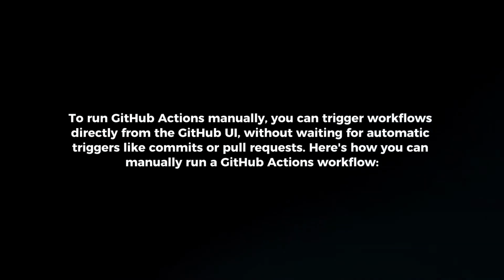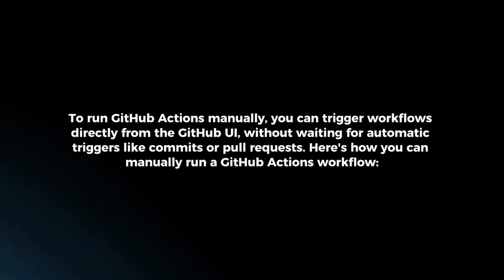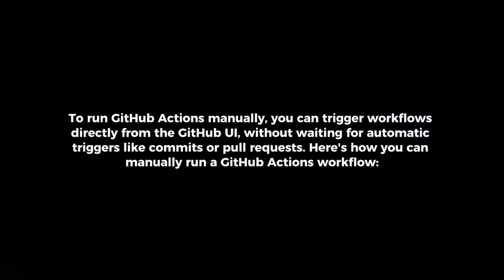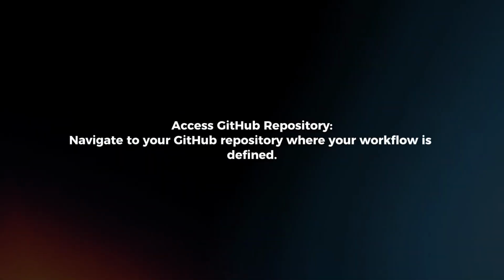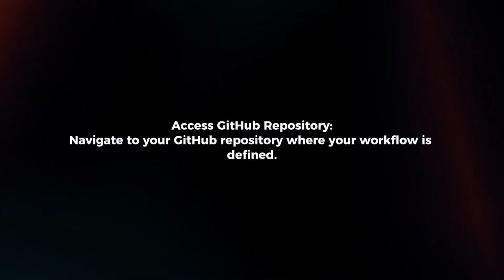To run GitHub Actions manually, you can trigger workflows directly from the GitHub UI without waiting for automatic triggers like commits or pull requests. Here's how you can manually run a GitHub Actions workflow. Access GitHub repository. Navigate to your GitHub repository where your workflow is defined.